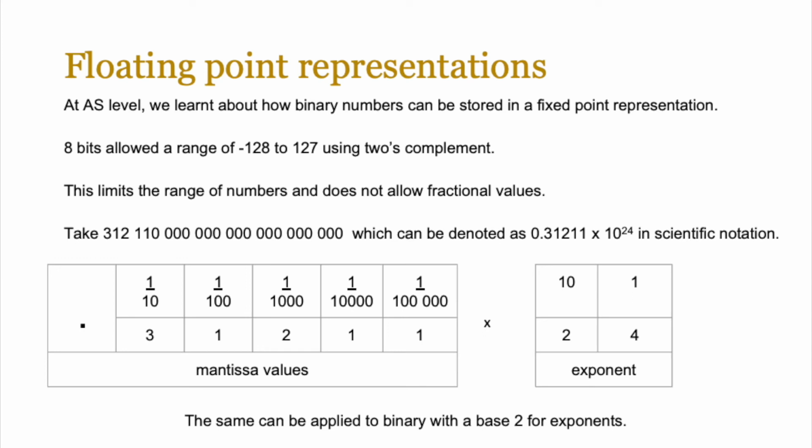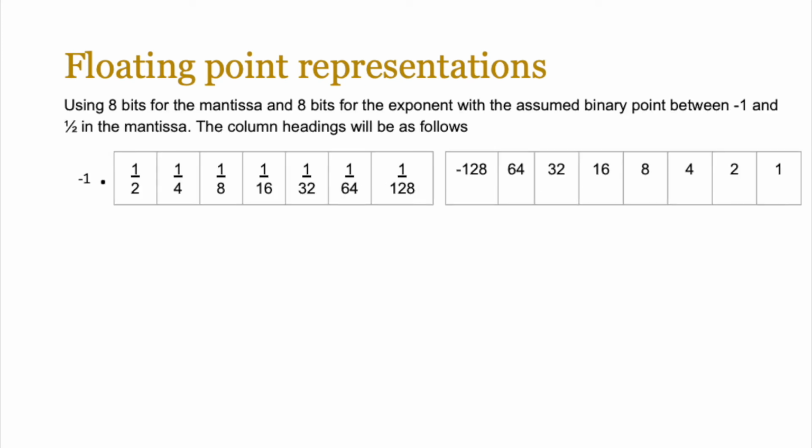Now, this is a bit of a cheat really, because I'm just using scientific notation, or base 10 notation. In binary notation, we're going to be using base 2, and that means the range of values is going to be a bit smaller than this, but the principle is exactly the same. You can apply exactly the same technique in binary with a base 2 for exponents. That's basically the essence of floating point representation: to float the binary point in whichever direction to allow us to store a greater range of numbers. Now let's look at what the headings would be in floating point representations.